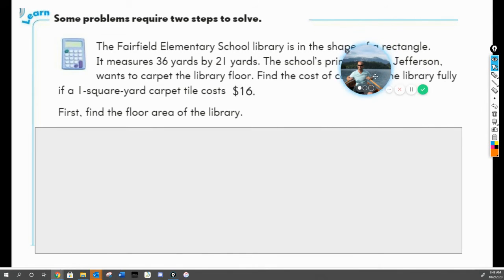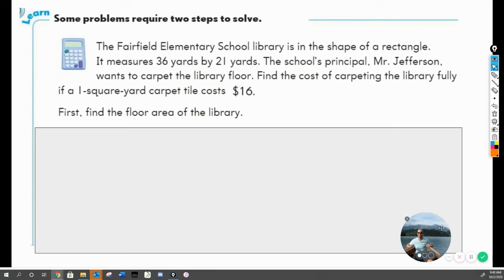Some problems require 2 steps to solve. Oh, get out of there, you handsome devil. You're in the way.